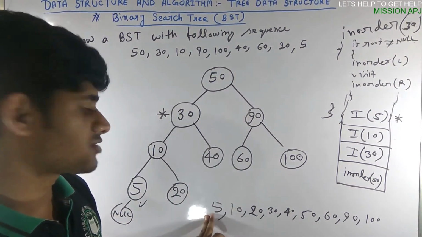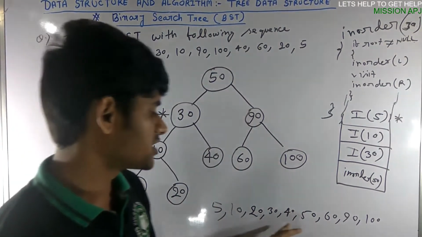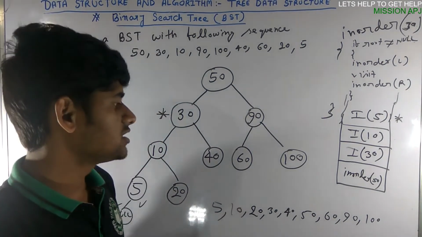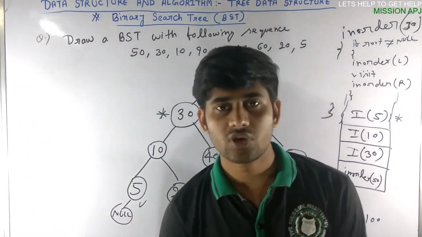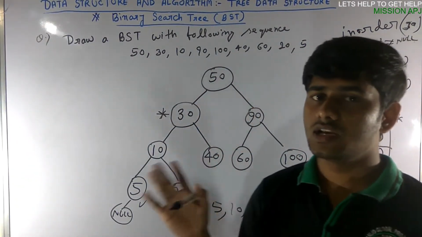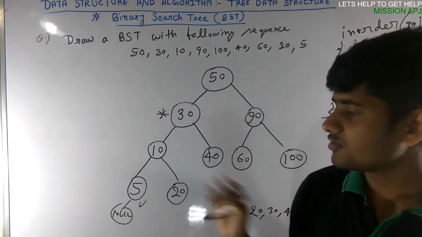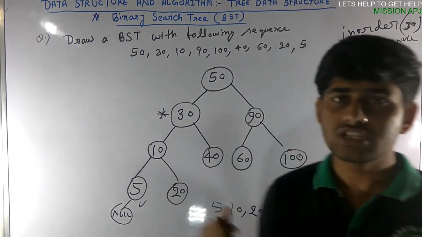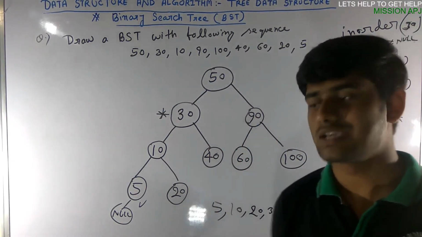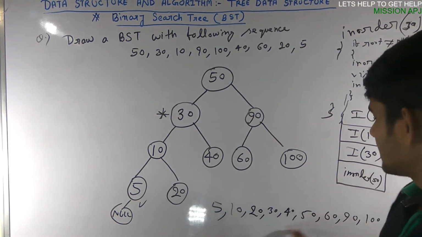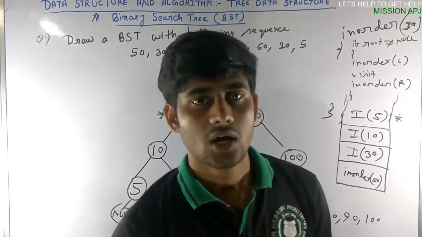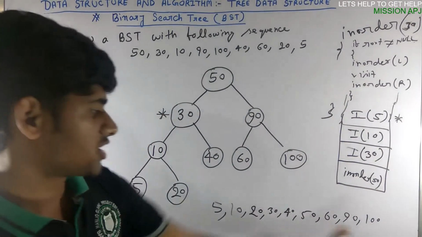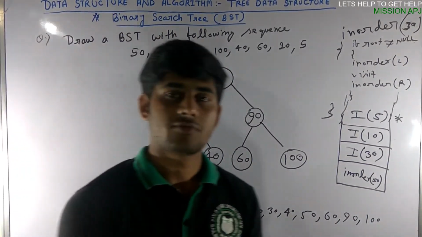We will visit first 5, then 10, then 20, then 30, then 40, in this sequence. If we traverse a binary search tree in in order manner, then what do we get? We get nodes visited in a sequence, and that sequence is in increasing order, and that is this. So it is a sorted one. Fine, this is the property of a binary search tree.